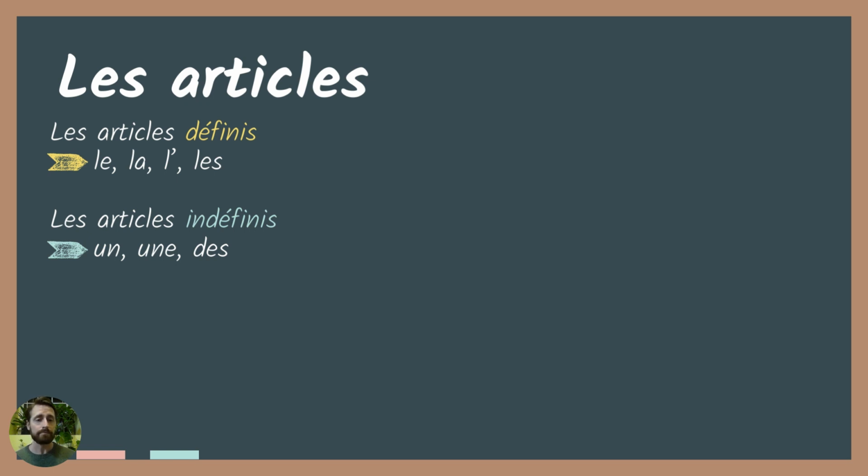Then next, these will look familiar to you because these were the articles that you saw in the previous picture. We have les articles indéfinis, and this is obviously indefinite articles. And in English, we have a, an, or some. So we have, in French, un, une, and des. So practice that pronunciation. Un, une, des.